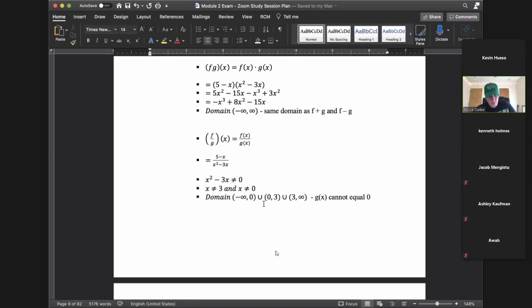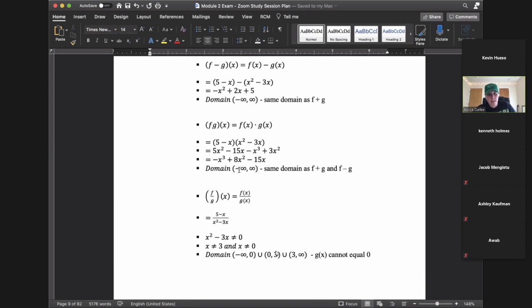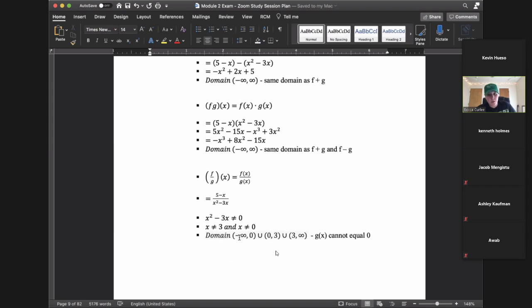So the domain is going to be an intersection of negative infinity to infinity with the restriction that g of x cannot equal 0. So that means that we're going to go negative infinity, and it cannot equal 0, and it cannot equal 3.